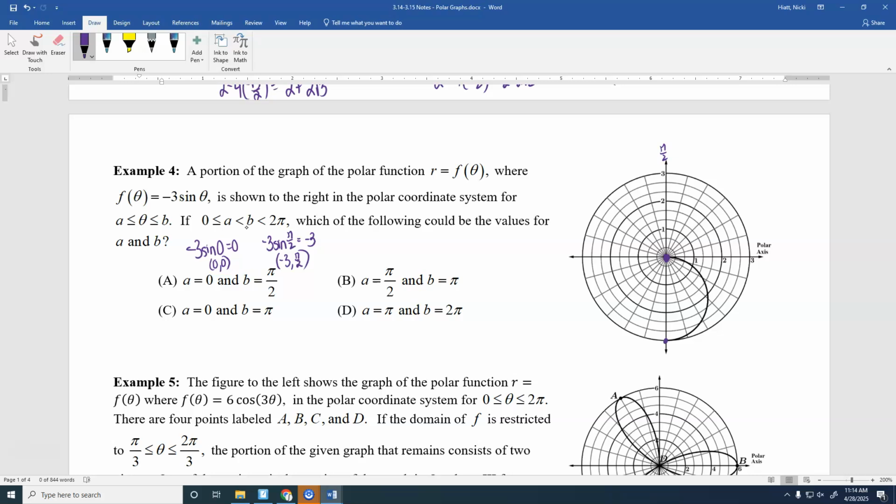So here, if I plug in pi over 2, I've already done that. That was negative 3 at pi over 2. That worked. If I plug in pi, I've got negative 3 sine of pi. Sine of pi is 0. So I get 0, so I got (0, pi). I'm sorry, I keep writing them backwards. If your radius is 0, it does not matter what your angle is, right? So that's going to be 0 right there.